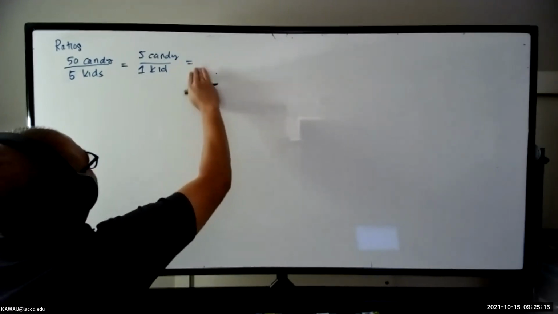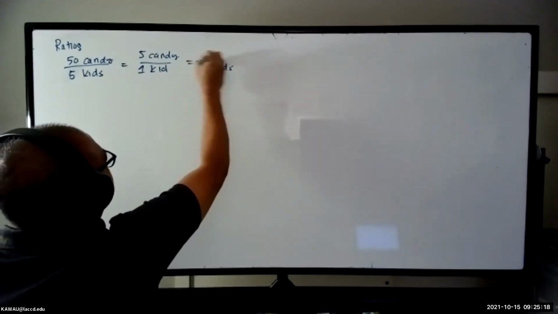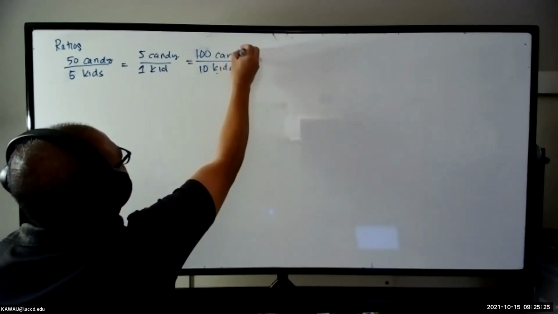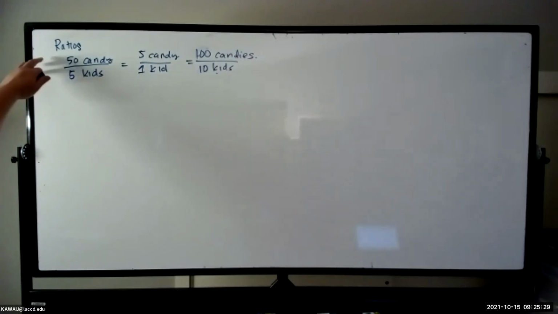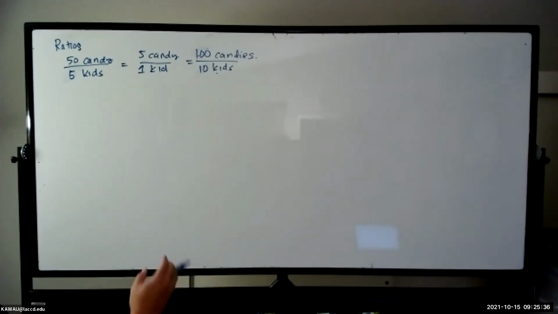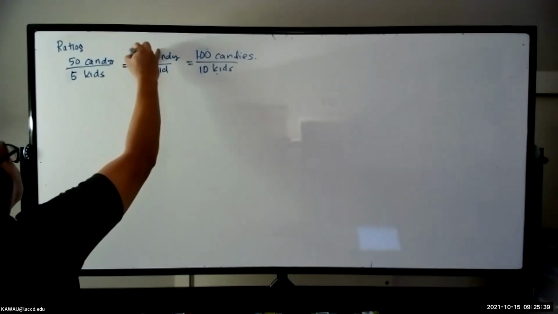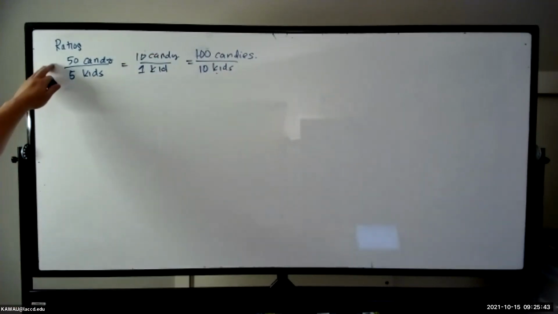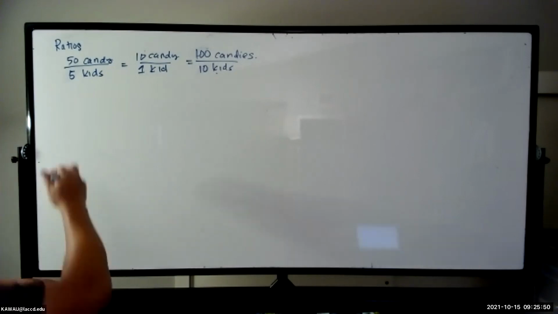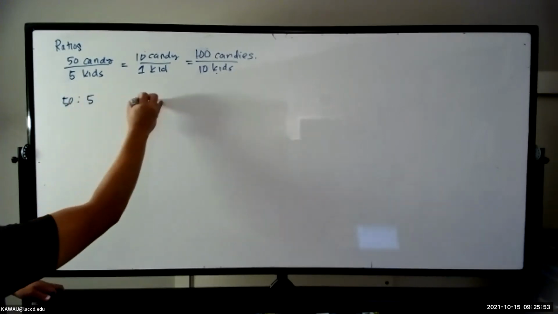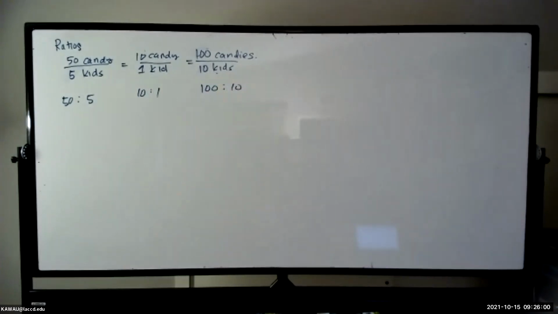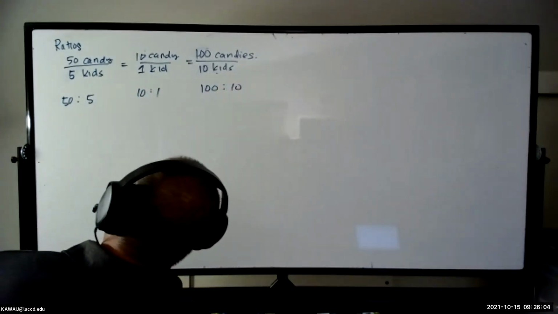Well, you go, if there's 10 kids, I need 100 candies. The way I got 100 is I multiplied this by 2 and multiplied that by 2, right? And I got that. Now, each one of these, 50 out of 5, will simplify to 10 over 1. Okay. Now, we could have also written it like this: 50 to 5, 10 to 1, and 100 to 10. The first number is the numerator. The second number is the denominator.